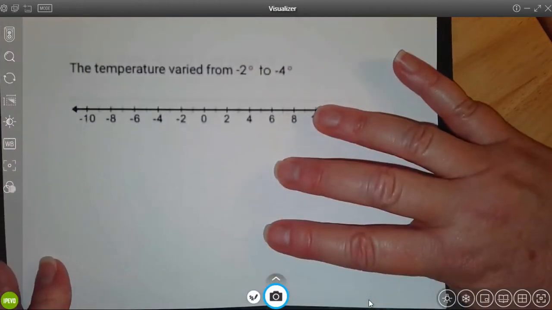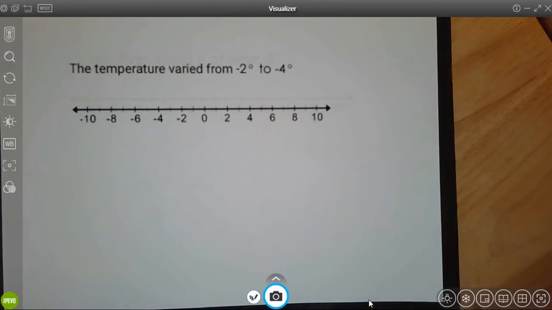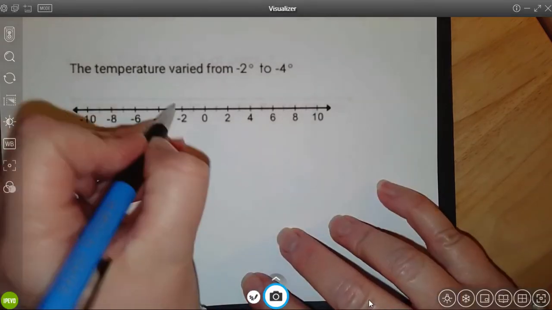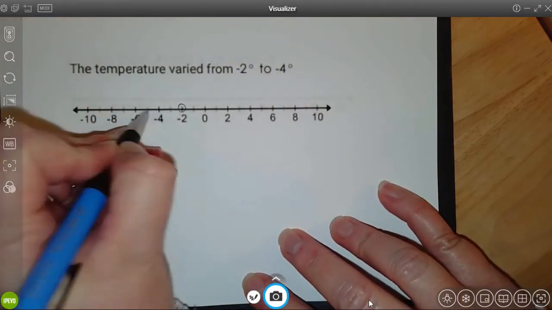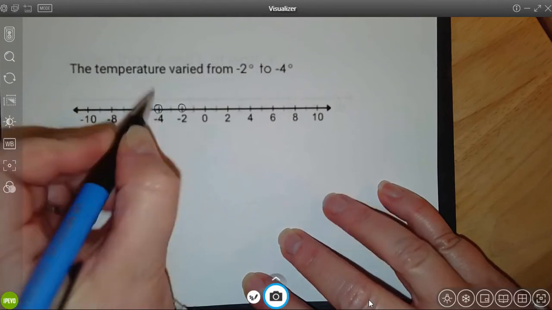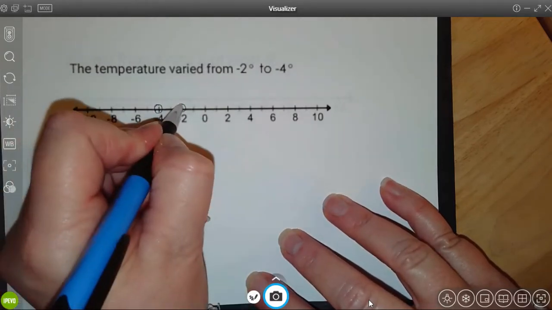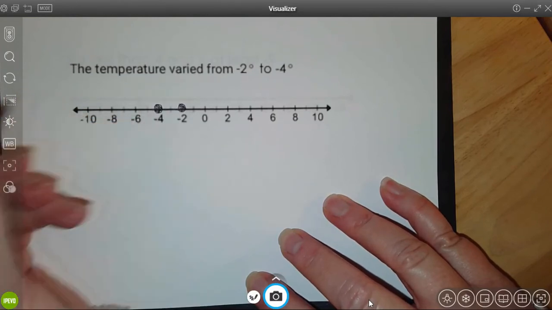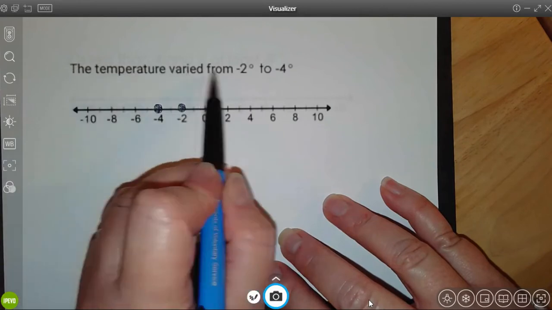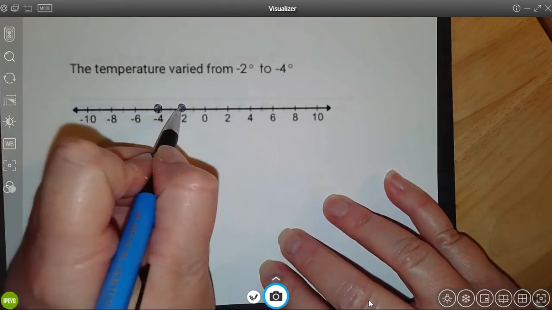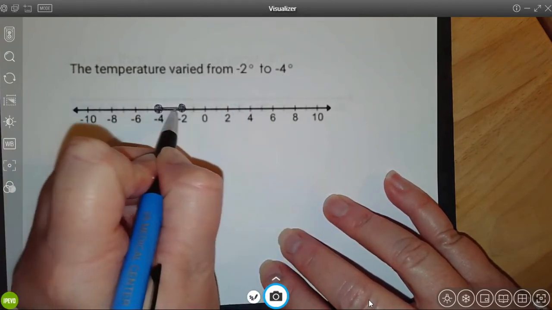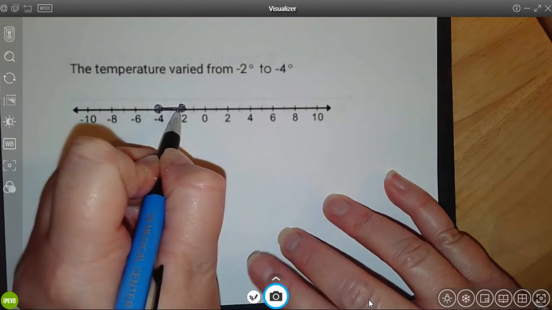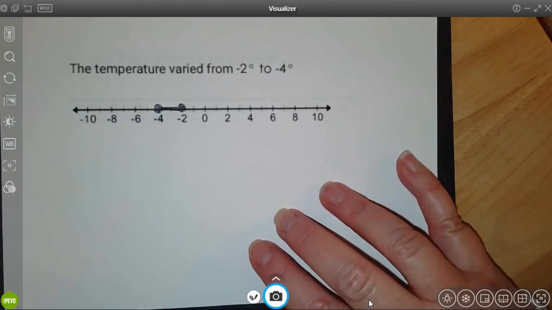Here's another real world situation, possibly for the winter time. The temperature varied from -2 degrees to -4 degrees. So here's my -2. Here's my -4. It can be -2 degrees. It can be -4 degrees. And according to this, from -2 to -4, we're talking about the temperatures in between. So because it had a number line, I went ahead and made my number line first.